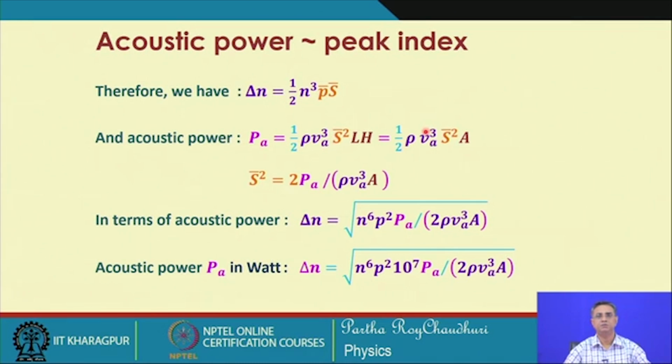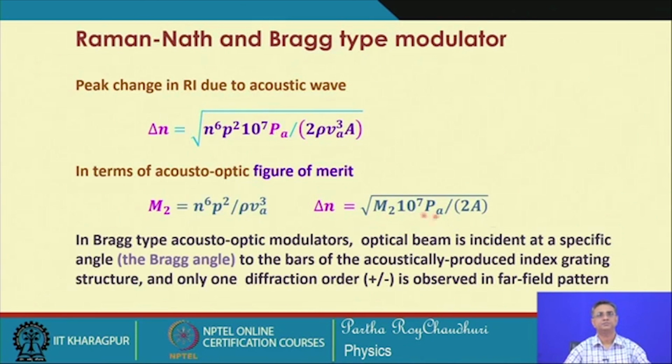This we have just seen. So, from here we get this relation, very straightforward, and then we can express this in terms of acoustic power, the peak change in the refractive index, which will be given by this. The acoustic power in units of watt will involve 10 to the power of -7 in this expression.